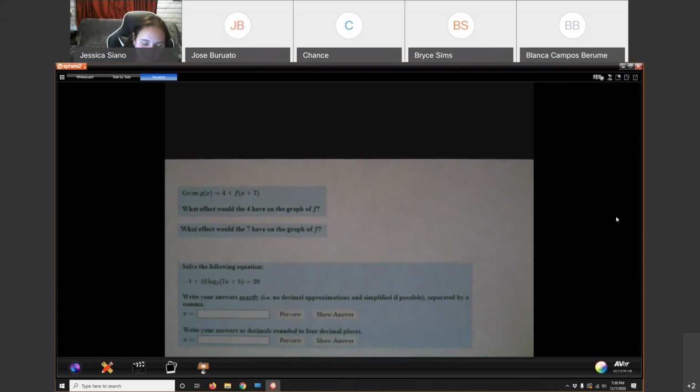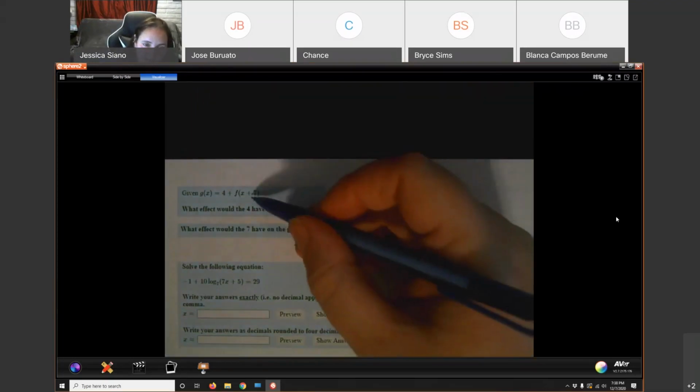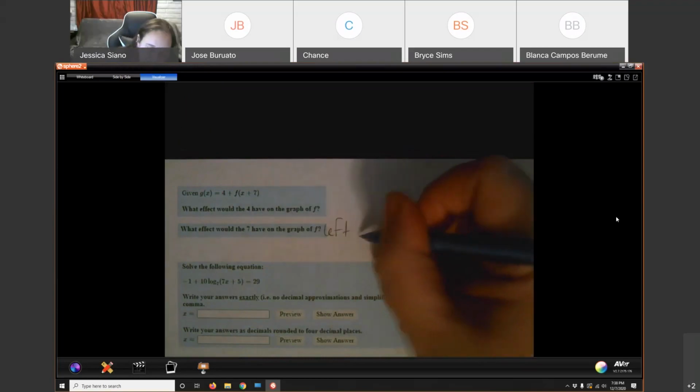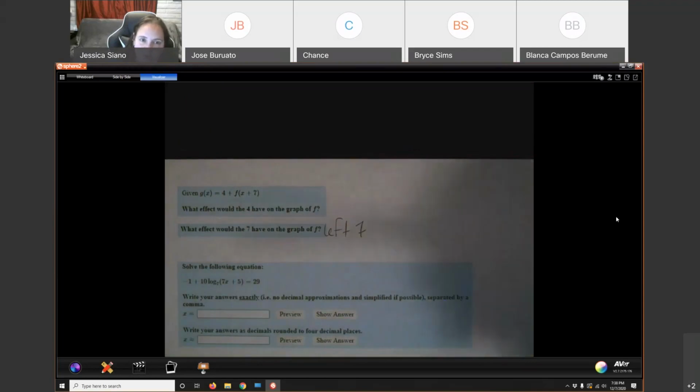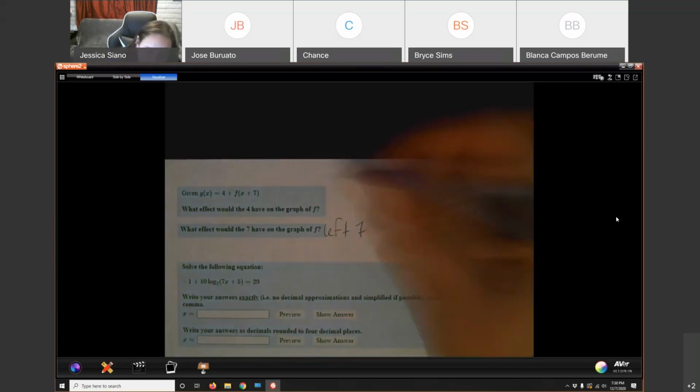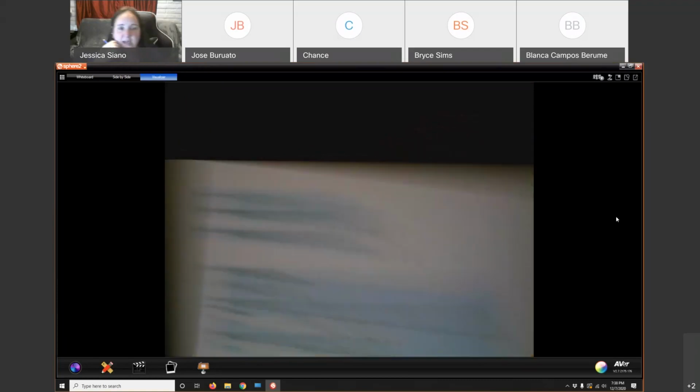Here, if we're looking at a transformation, remember inside affects horizontal movement. So the 7 would make the graph shift left 7 because a positive goes left and a negative goes right. And the outside is a vertical shift. So positive goes up. So this would be up 4. And a negative goes down.